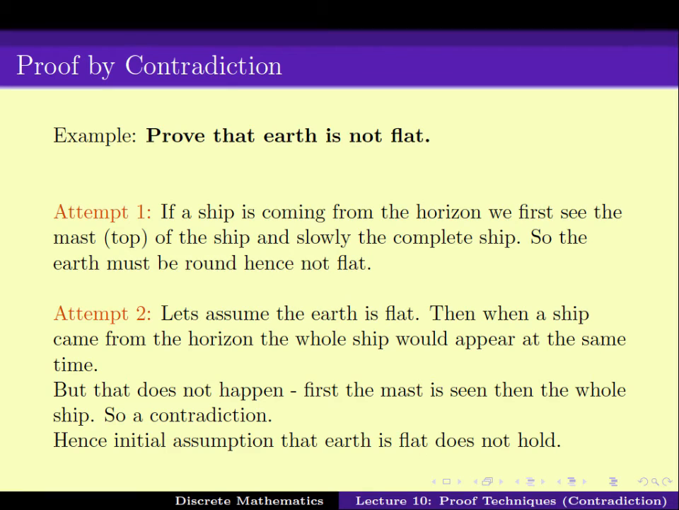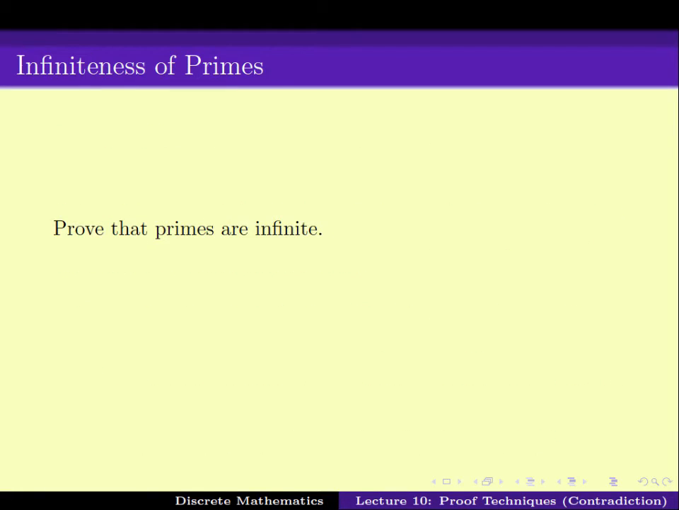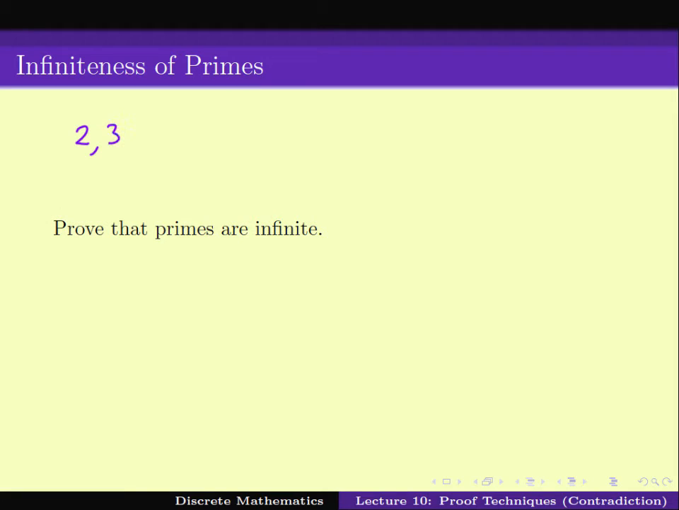Okay. So let's see an example. So consider this problem of primes. Now what are primes? We know primes are numbers that cannot be divided by any other integer less than itself. So what are the primes that we know of? The primes that are known are 2, 3, 5, 7, 11, 13, 17, 19, 23 and so on and so forth, right?